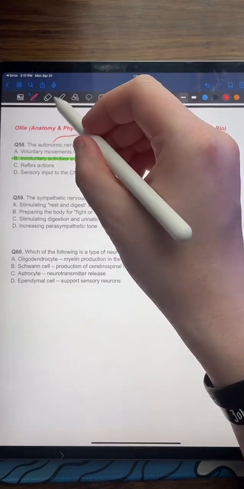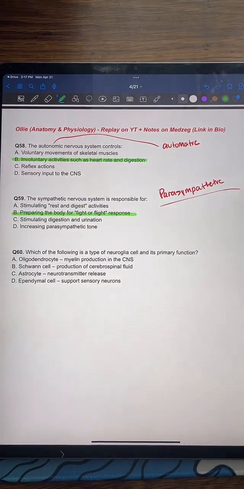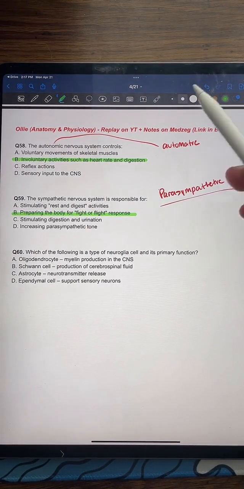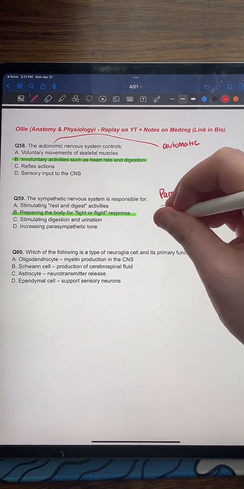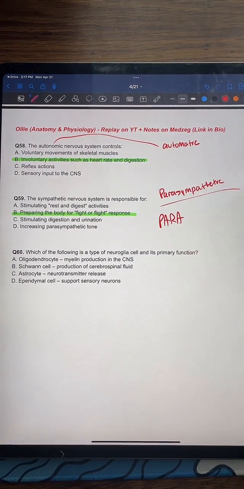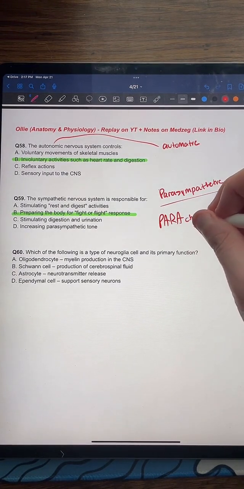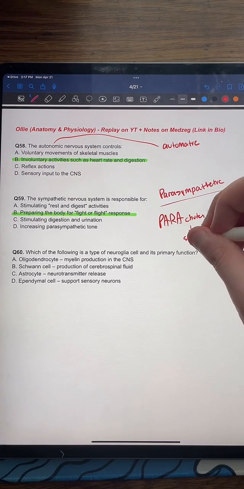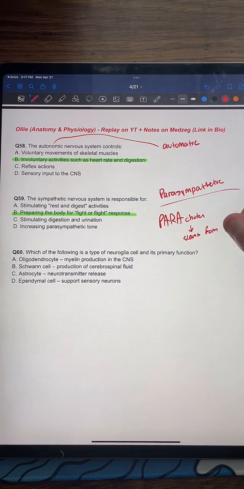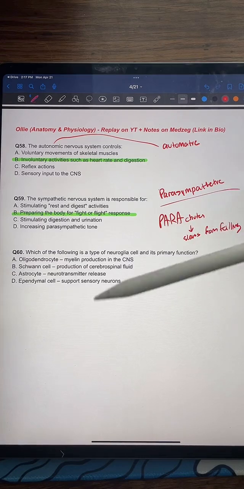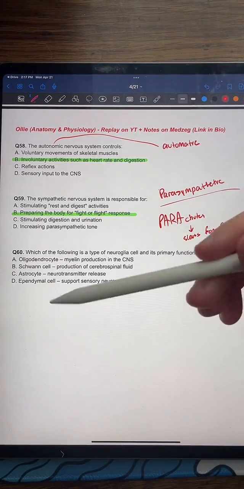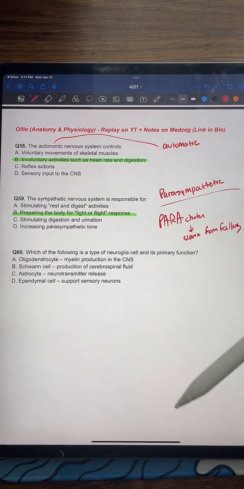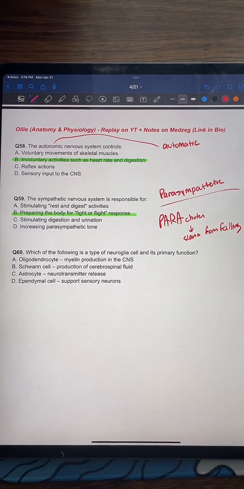59, the answer is B. It is to prepare the body for a fight or flight response. If you think of rest and digest, that is the parasympathetic that is slowing down. The only way I think about it is parasympathetic has para in it. I always think of parachute. So it slows you from falling. That's how I always remember the differences. So rest and digest, you slow down. Parachute, slow down from falling. Sympathetic, fight or flight. Number 60, which of the following is a type of neuroglia cell and its primary function?